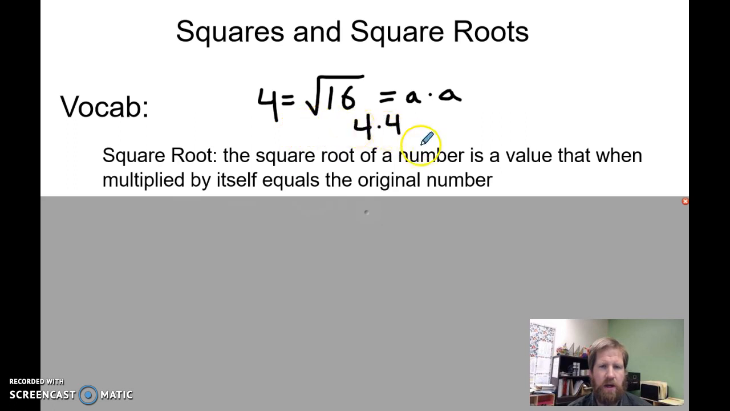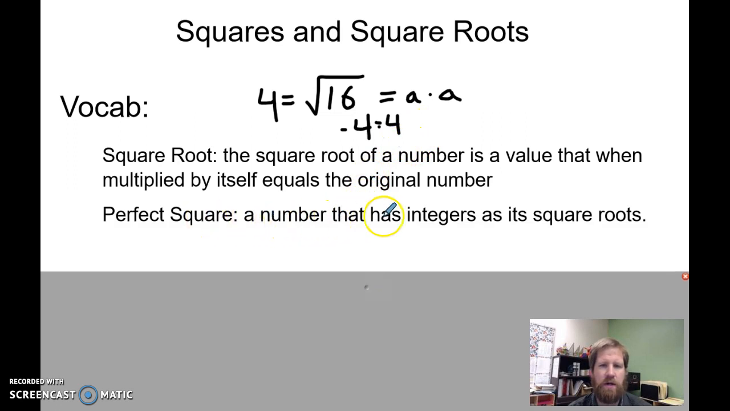However, there is another value that, when you multiply it by itself, will equal 16, and that is -4. So whenever you're looking at a square root, there are always two answers, one that's positive and one that's negative, because it's always a number times itself, and a negative times a negative is always going to also be a positive. You can never have the square root of a negative number.